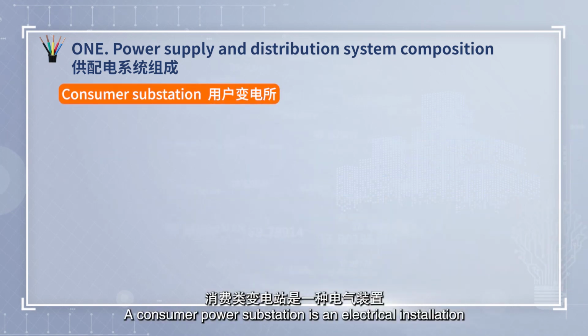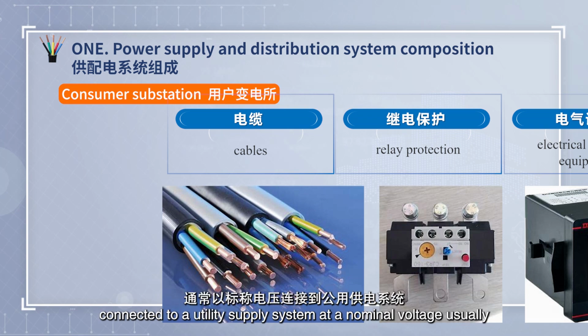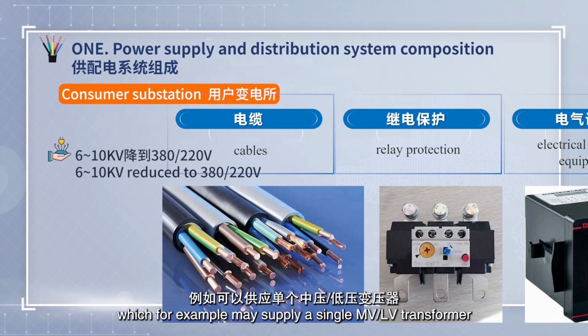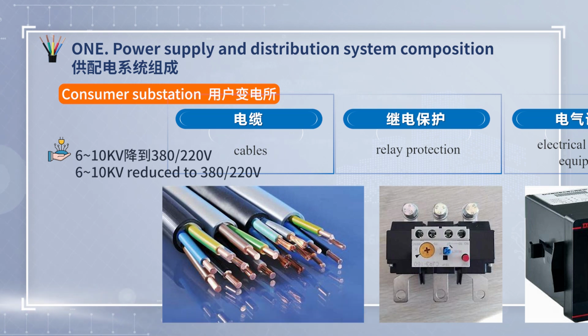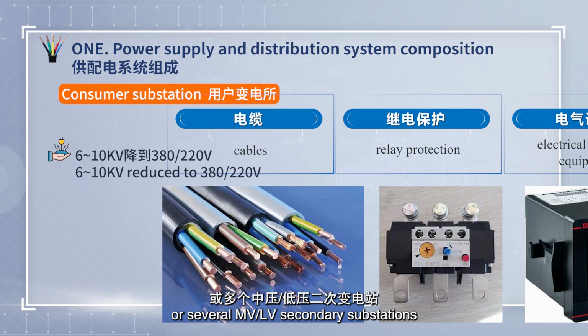A consumer power substation is an electrical installation connected to a utility supply system at a normal voltage, which, for example, may supply a single medium volt and low volt transformer, several medium volt and low volt transformers, or one or several medium volt, low volt secondary substations.